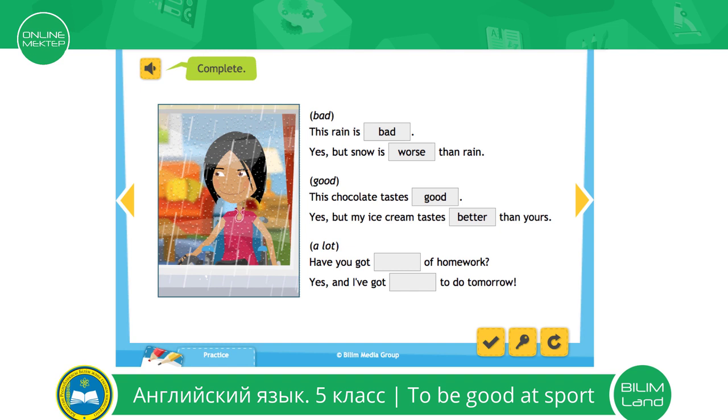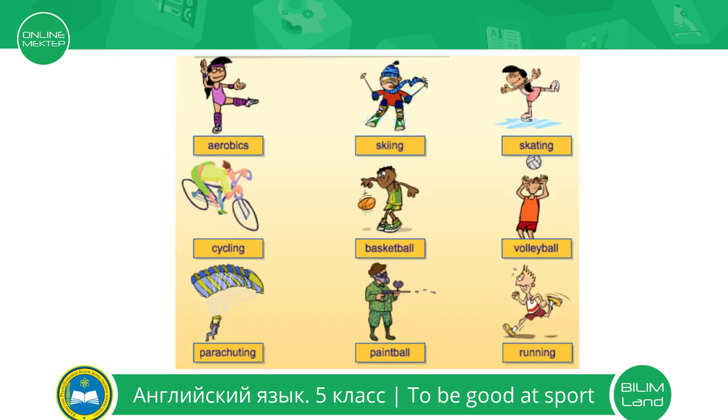Next sentence. Have you got a lot of homework? Yes, and I've got, do you remember comparative degree of adjective a lot? More. Very good. Yes, and I've got more to do tomorrow. Let's see what we have. Have you got a lot of homework? Yes, and I've got more to do tomorrow. Let's check. Excellent.